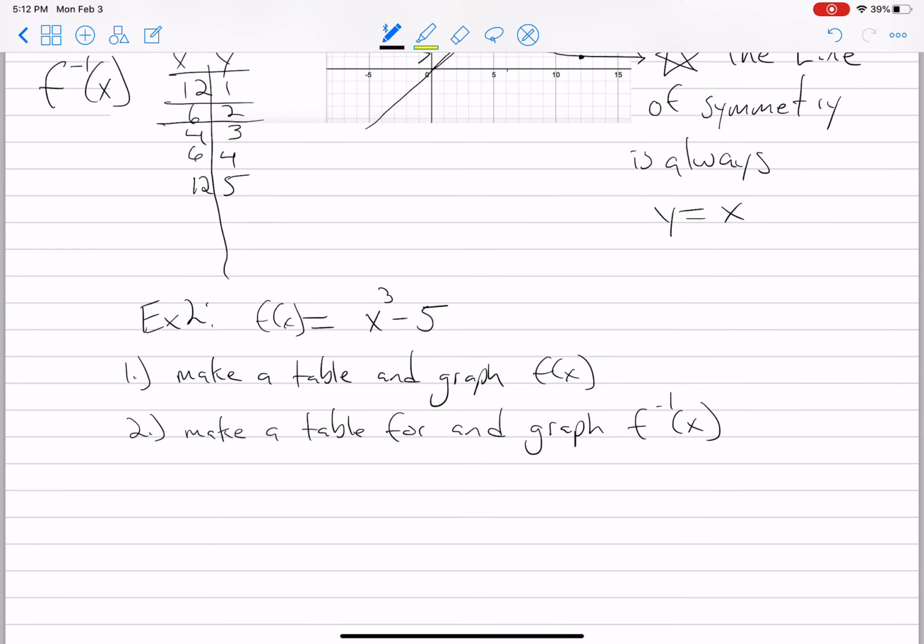And you're going to do this in your notebook. These two are your homework. All right, guys, that's it.